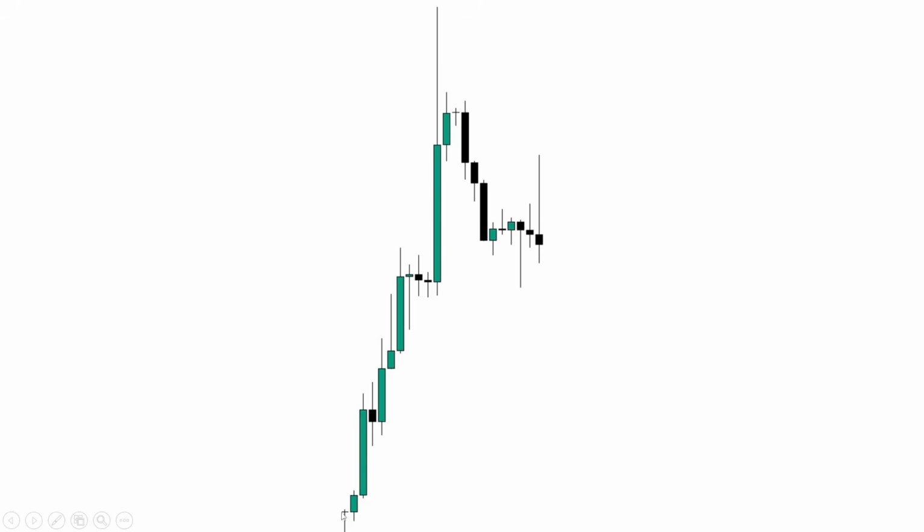Okay, we have price pushing to the upside here. We had a wide gap here. What do we have here? This is a fair value gap, and I'm sure a whole lot of you coming to this channel know what a fair value gap is already.